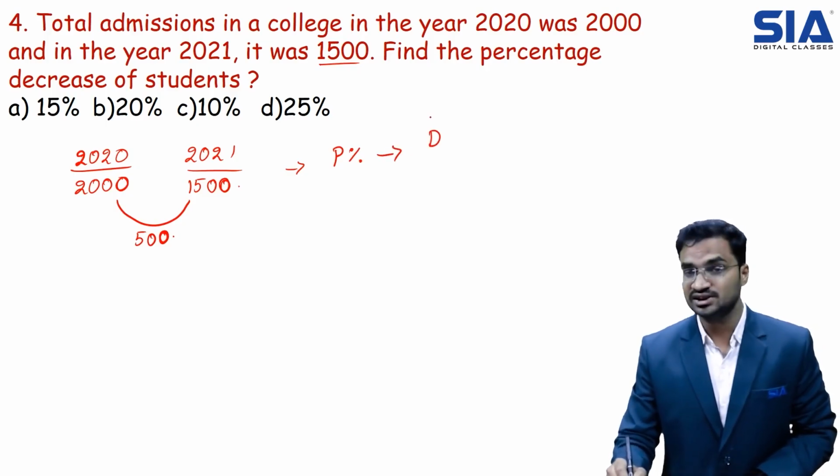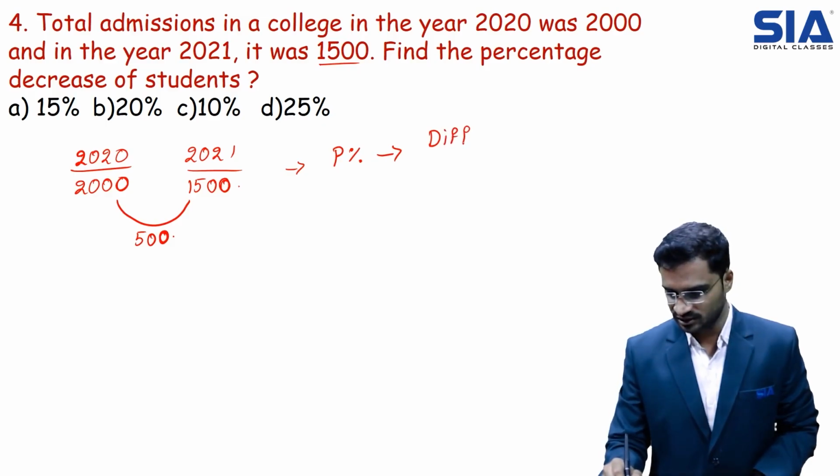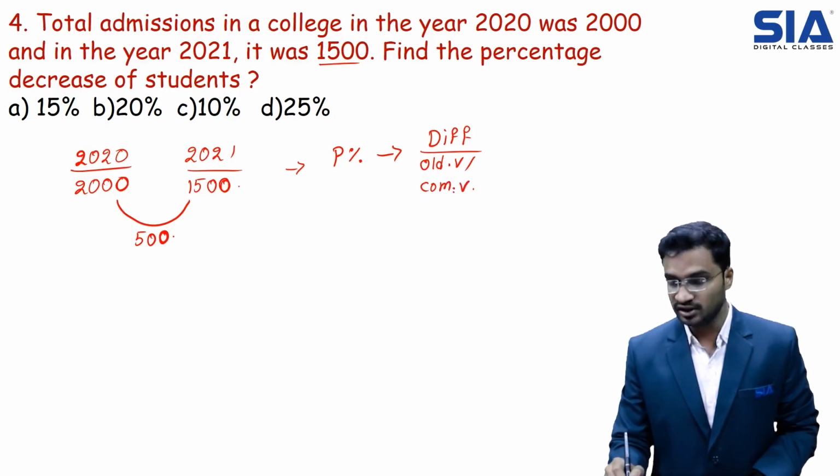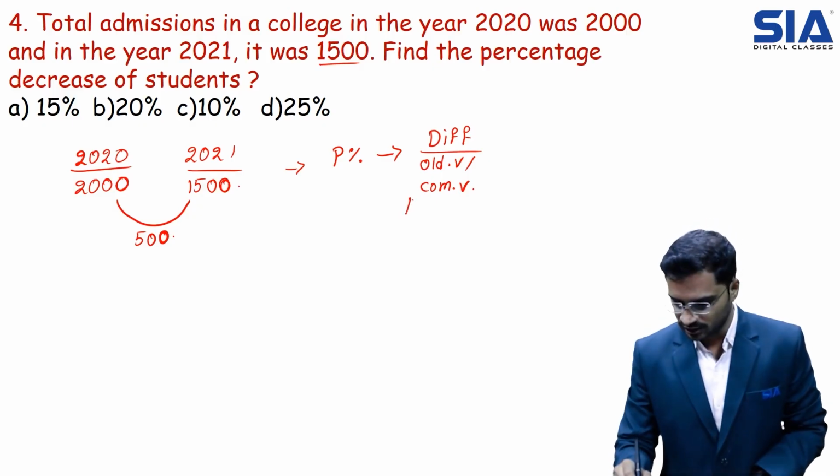So percentage decrease is the same as percentage increase, which is the difference divided by the old value or comparing value. In some questions we have to write the value which is after than.